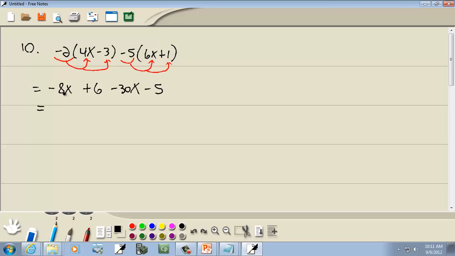Now you don't have to rearrange the terms, but if it helps, go ahead and do that. Put the like terms together. So I got negative 8x and negative 30x. And I got 6 and negative 5. Well, Aunt Sally. Addition, subtraction. Again, combine together like terms. Negative 8x, negative 30x is negative 38x. 6 minus 5 gives us 1. So that's our answer.